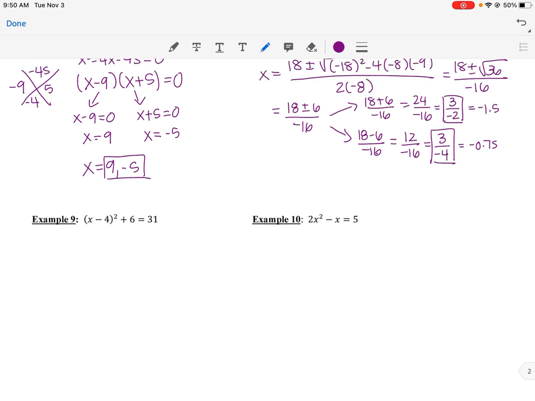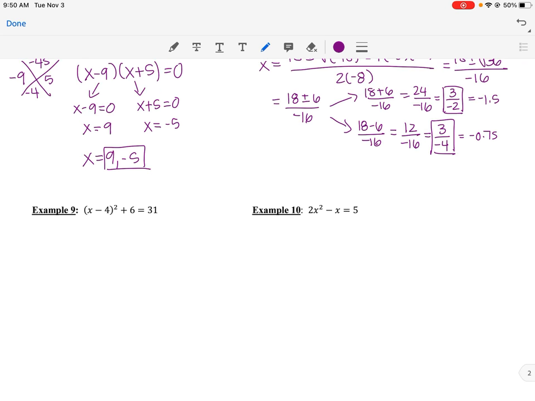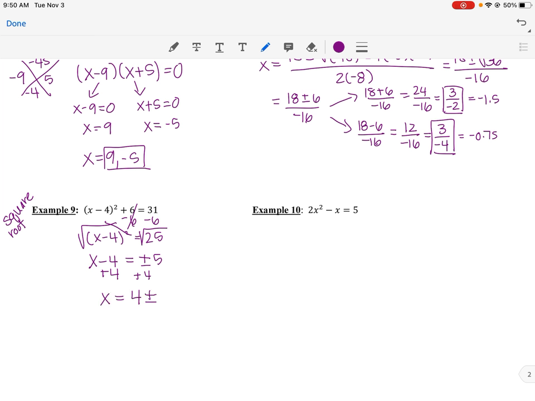This next one, I would say, okay, hey, notice how we just have one x in our equation. It is being squared. So this one, maybe like the square root, would be the easiest method. Okay, let's subtract 6 from both sides. X minus 4 squared equals 25. Now take the square root of both sides. X minus 4, because the square root and squared cancel, equals plus or minus the square root of 25, which is 5. Add 4 to both sides. So we get x equals 4 plus or minus 5.